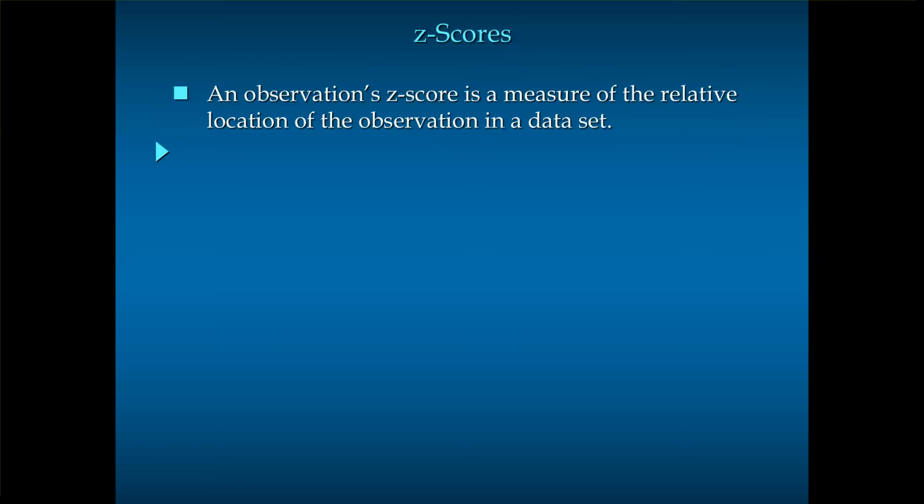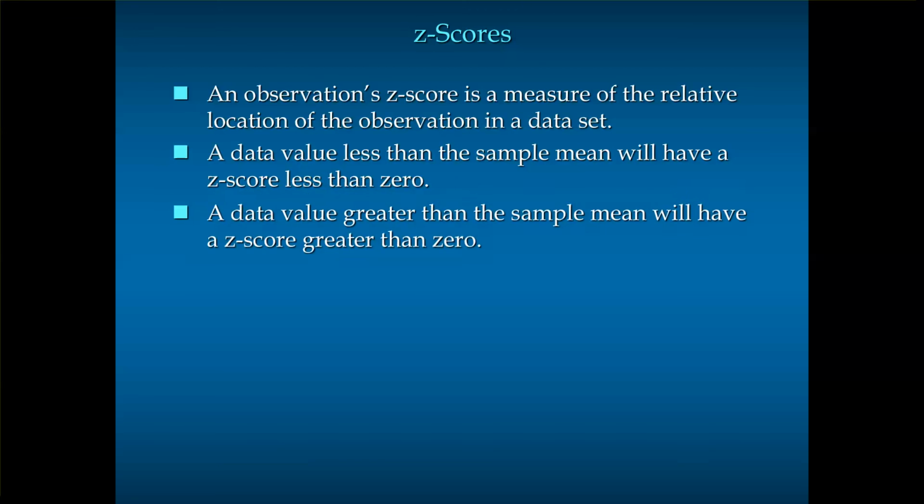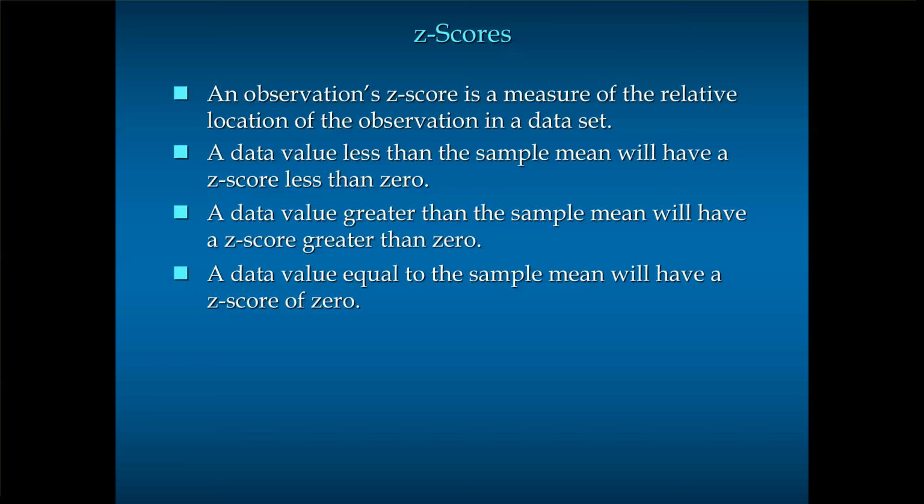An observation's z-score is a measure of the relative location of the observation in the data set. A data value less than the sample mean will have a z-score less than 0. A data value greater than the sample mean will have a z-score greater than 0. A data value equal to the sample mean will have a z-score of 0. So no matter what kind of data you have, once you convert it to the z-score, you only need to compare the value. If it is larger than, equal to, or smaller than 0, you will know if the data is larger than, equal to, or smaller than the mean. So the z-score cancels the impact of the unit.